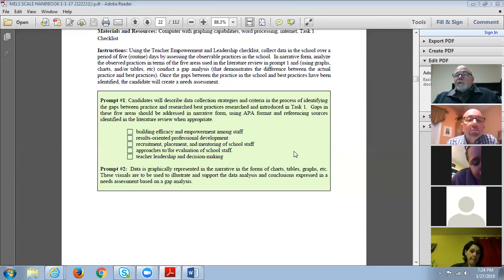No. The checklist is whatever your school uses as the walkthrough data. The survey should mirror that section from the teacher working conditions survey about teacher leadership. Or these 5 areas that's listed under prompt 1 too. All of that is the same thing.